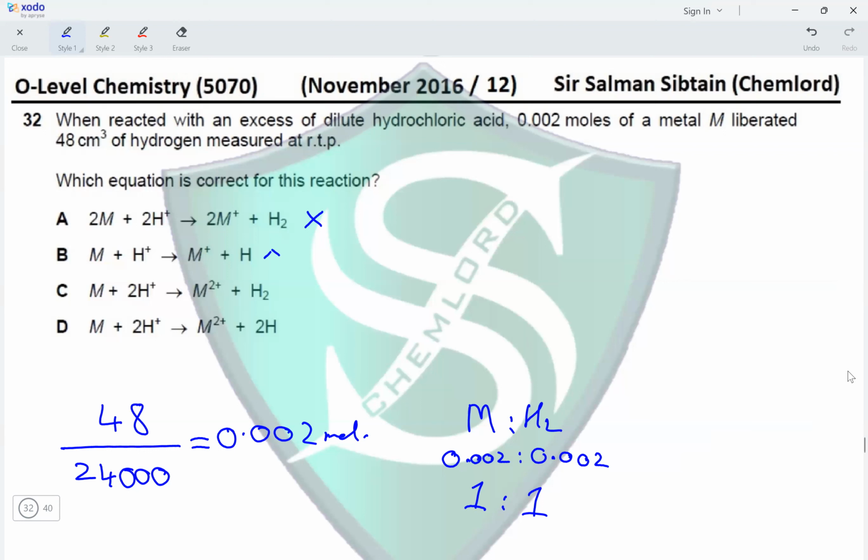In the third case, we have 1 mole of metal M producing 1 mole of hydrogen gas. This is what we calculated. And in the fourth case, we have 1 mole of metal M producing 2 moles of hydrogen atoms, which is also incorrect. Therefore, the correct option for this question is option C.